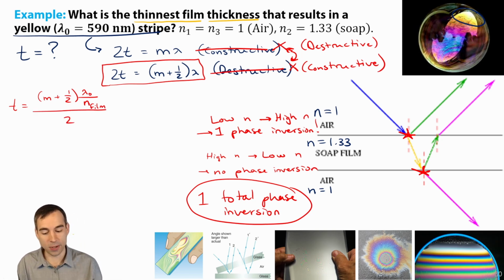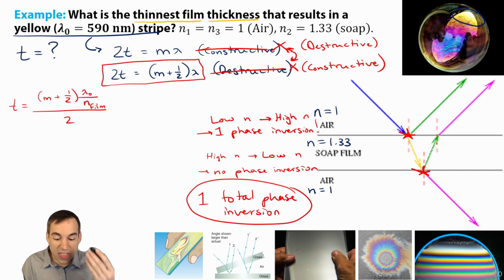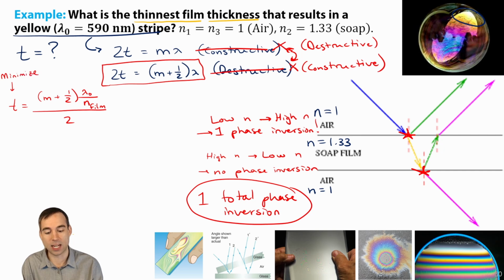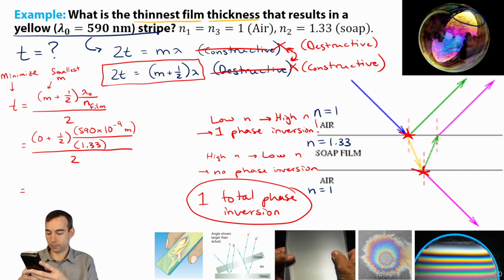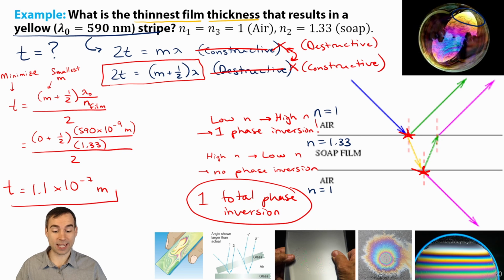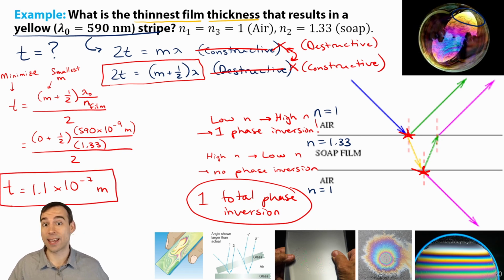So let's plug these numbers in and see what we get for the thinnest film that we could have. If we wanted to minimize T, we want a thin film, and it says the thinnest film. We would want to choose the smallest value of m that would satisfy this equation. And so we could plug in 0 for m in this case. For the thickness of this particular soap bubble, I get 1.1 times 10 to the minus 7 meters. That is a very thin film that leads to this yellow part on the bubble that we can see.